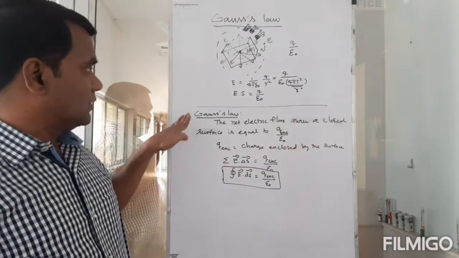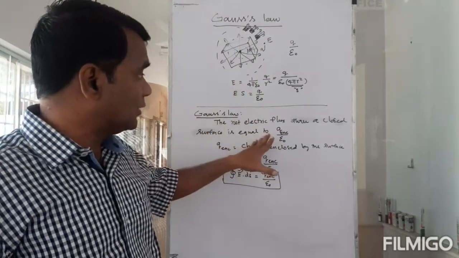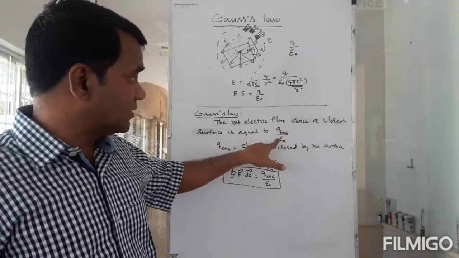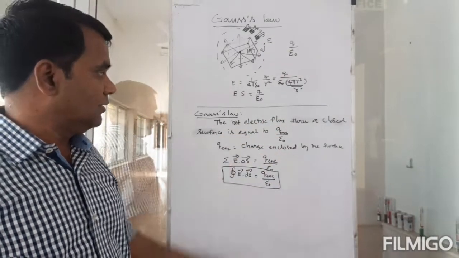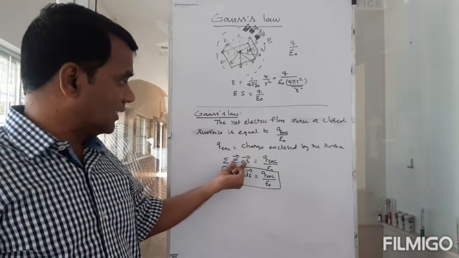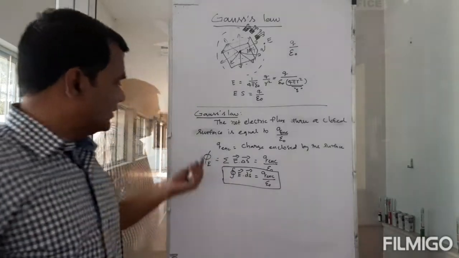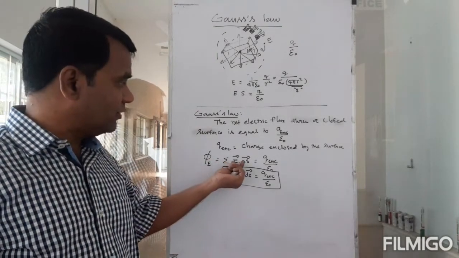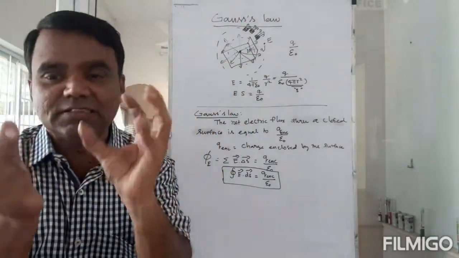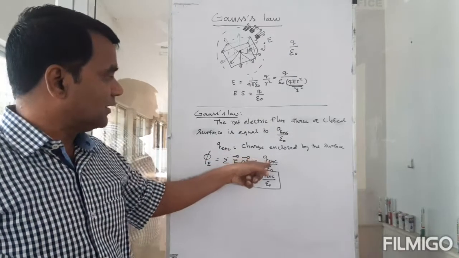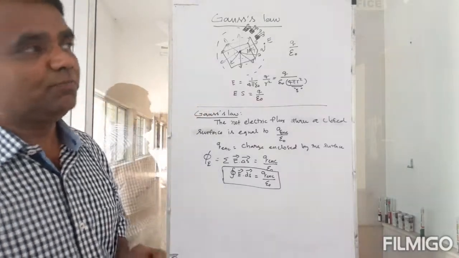So this is Gauss's law. Gauss says that the net electric flux through a closed surface is equal to the charge enclosed in the surface divided by epsilon naught. That is Gauss's law. Then what is electric flux? This is electric flux, the scalar quantity, the sum of the electric flux through each small area of that enclosed surface. Sum it all up, then you are going to get Q enclosed divided by epsilon naught. So this is Gauss's law. Okay.